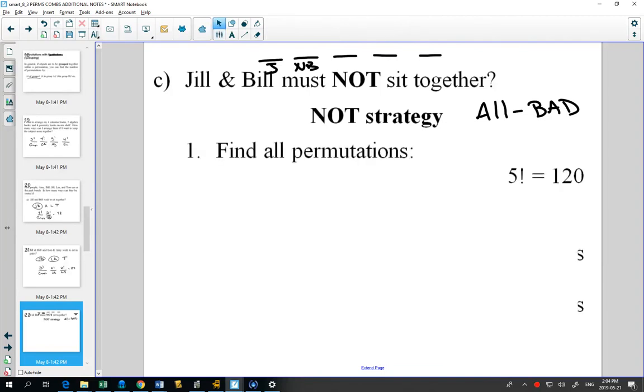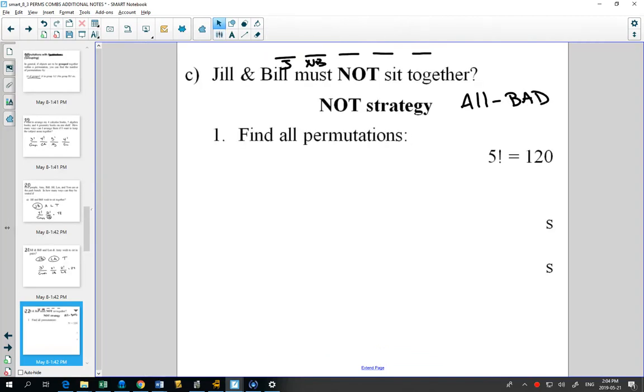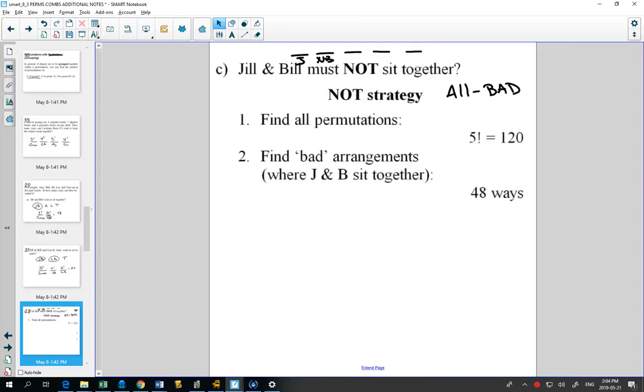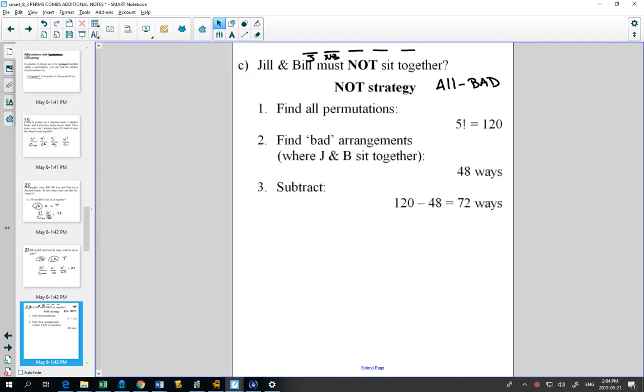In this case, counting all of them is really easy. 5 people in a row would be 5 factorial, or 120 ways. Then the bad ones, we already counted in part A. The bad ones where Jill and Bill were sitting together, there were 48 ways. And finally, you subtract them, meaning what's left would be all the situations where Jill and Bill are not together.